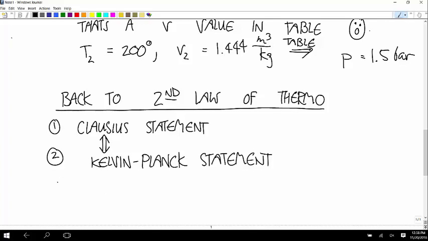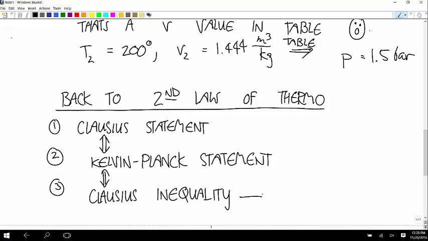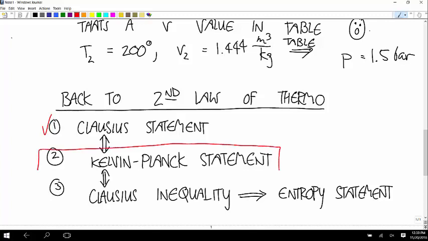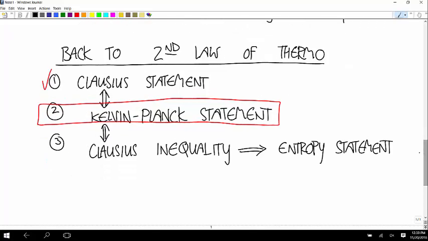So the Kelvin-Planck statement is equivalent to the Clausius inequality. And then the Clausius inequality is going to give us the entropy statement. We've pretty much said all we're going to say about the Clausius statement of the second law. We're on this one right now. And we just started talking about performance of cycles.